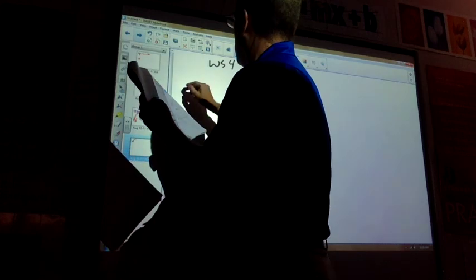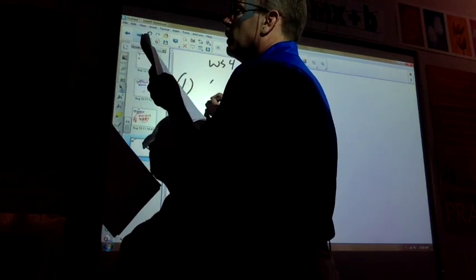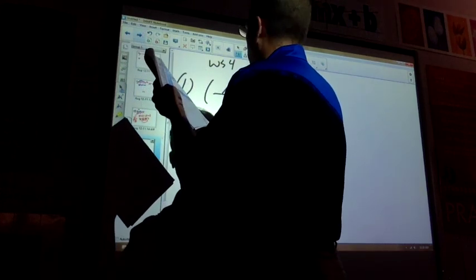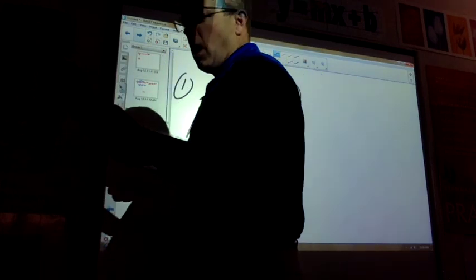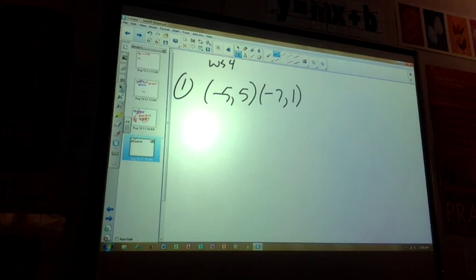Worksheet 4, number 1. I'm sorry, you said what? My answer just didn't match up with one of the answers. It's very possible we made errors. All right, find the slope of the line passing through the given points.